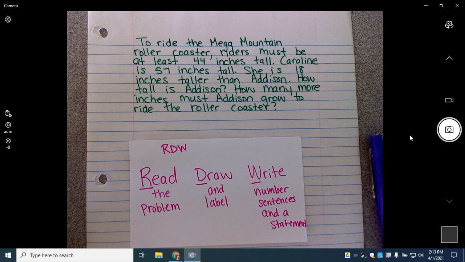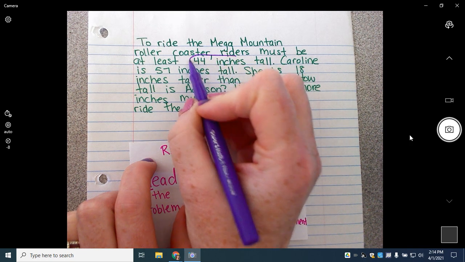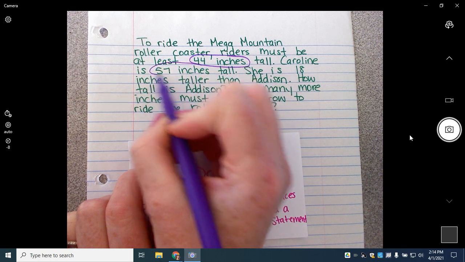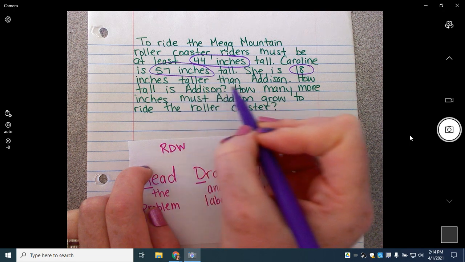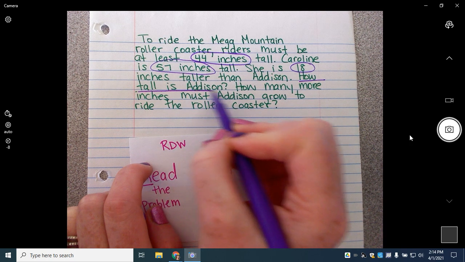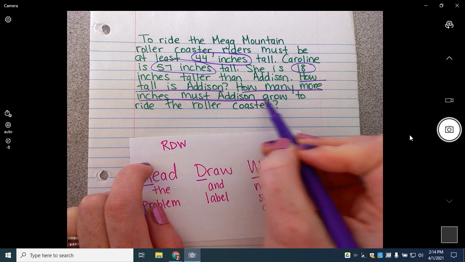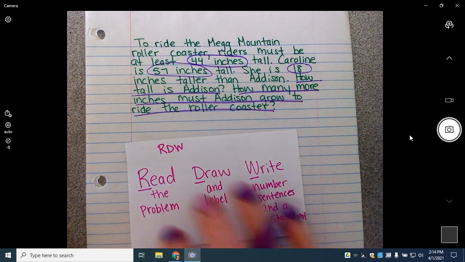Let's read it one more time. To ride the Mega Mountain roller coaster, riders must be at least 44 inches tall. That number seems like it's important. Oh, wait, it is. Caroline is 57 inches tall. She is 18 inches taller than Addison. How tall is Addison? How many more inches must Addison grow to ride the roller coaster? We have two questions here that we need to solve.